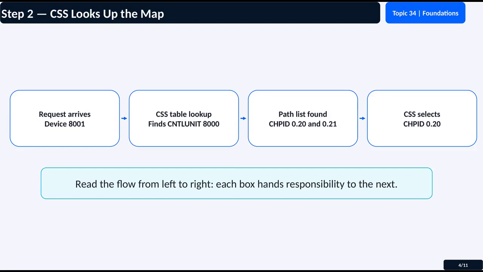CSS0 now behaves like a smart dispatcher. It receives the device number and looks into the IOCDS-derived tables that were built at startup. It finds that device 8001 belongs to control unit 8000. It also finds that the available channel paths include .2 and .21. If both are healthy, the firmware selects one, such as .20, based on availability and path condition.